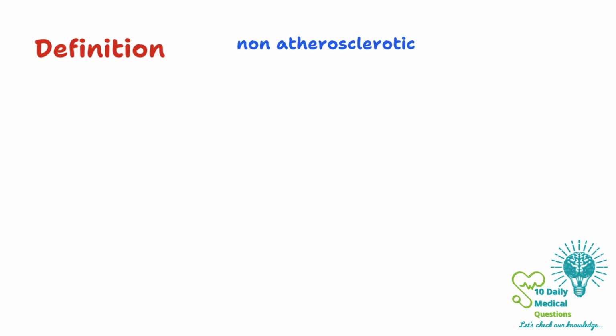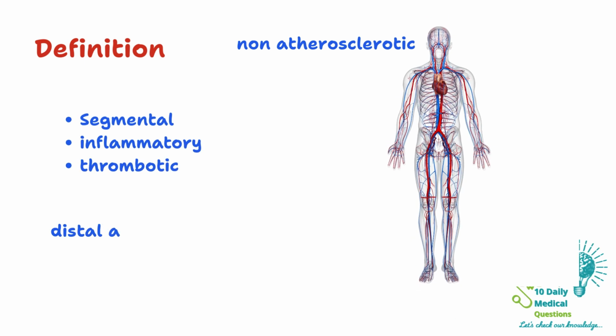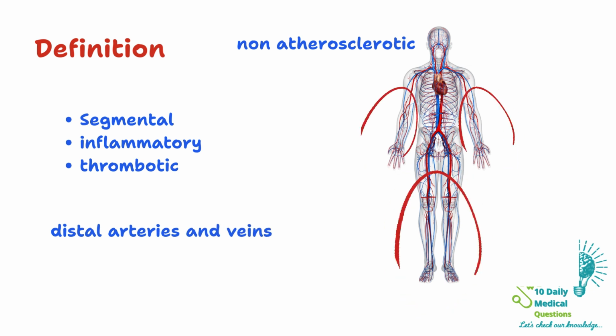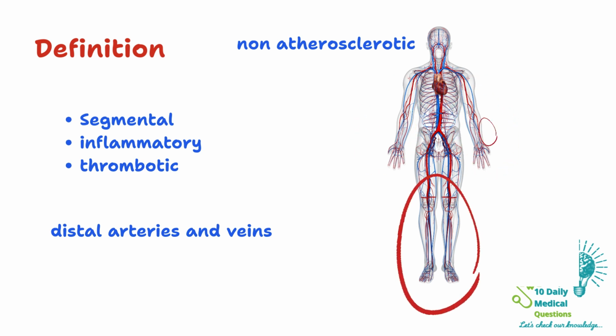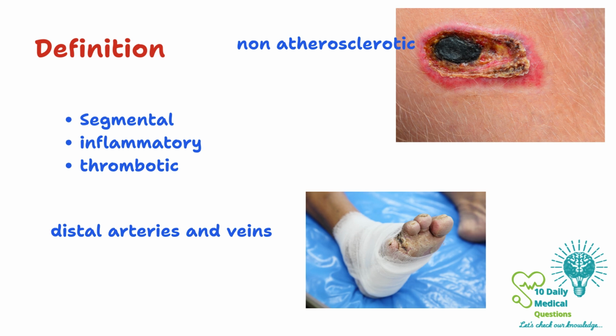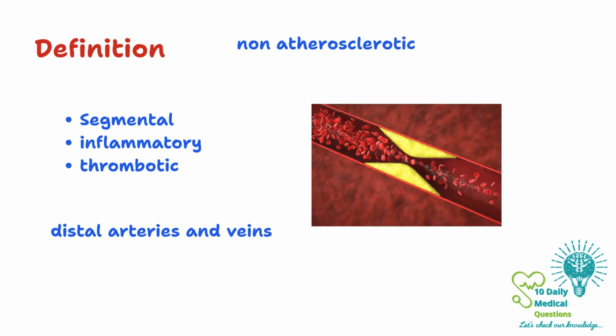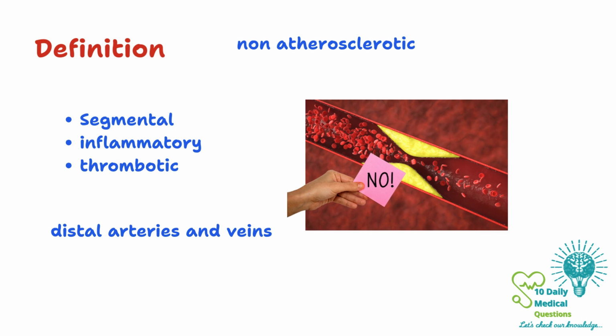Definition: Buerger's disease is a non-atherosclerotic, segmental, inflammatory, and thrombotic condition affecting the distal arteries and veins of upper and lower extremities. Over time, inflammation leads to vessel occlusion, tissue ischemia, and even gangrene if left untreated. Unlike atherosclerosis, it does not involve lipid deposits.